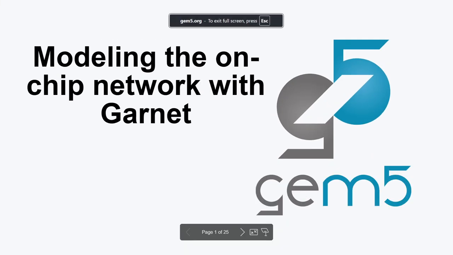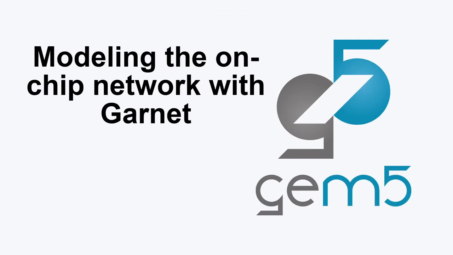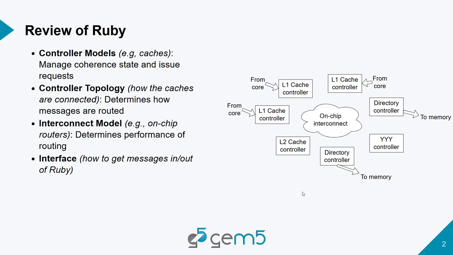Okay, so let's talk about modeling on-chip network with Garnet. If we remember, when we were talking about Ruby, when we opened up the black box, which is Ruby, we have a bunch of controller models. So in our MSI, we had L1 cache controllers and directory controllers.